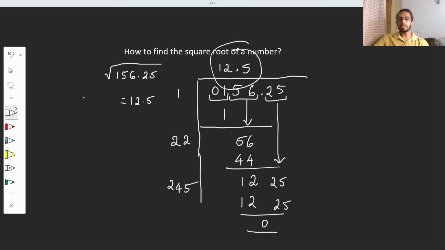So there are certain things that we need to remember. I would like to repeat, from the decimal we should go to the left side and the right side when we pair, and this is how we get the answer. There are certain times when we would not get a remainder of 0, for which we can stop at 2 decimal places.